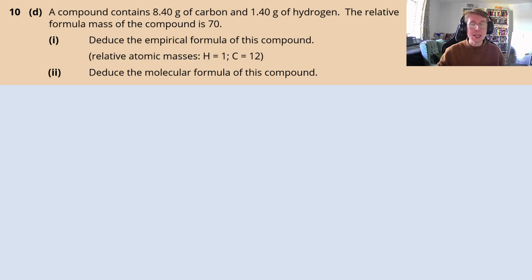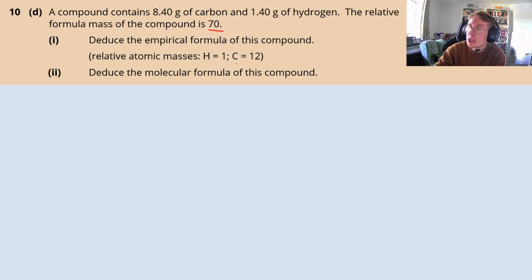Finally then, part D, a very similar question, but this time there's an extra little add-on bit, which is to find the molecular formula of the compound in question. And we're given a bit of extra information in the question as well. We're told the relative formula mass of the compound. That's going to come in very handy later.